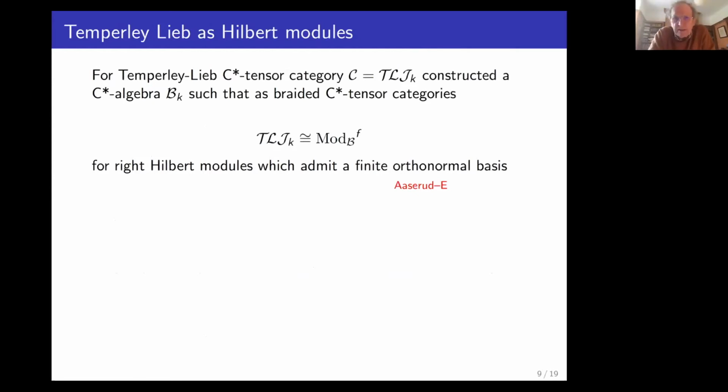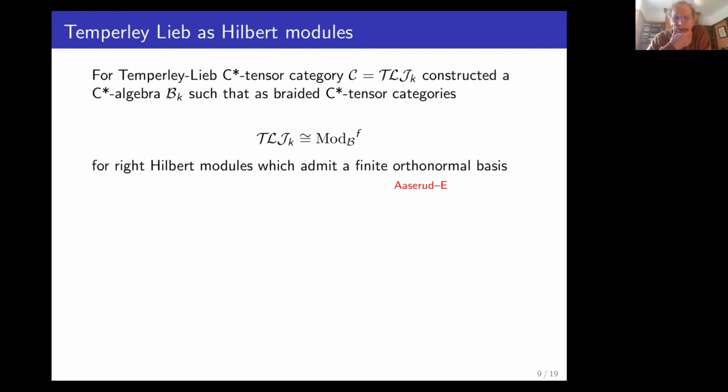Freed-Hopkins-Teleman picture is about describing the Verlinde ring as the K-theory of this space of sections of a bundle of compacts over the group, which is equivariant. So in other words, it's about finitely generated projective modules over a certain C-star algebra. So Andreas Aaserud and I have looked at a different way of trying to analyze this.